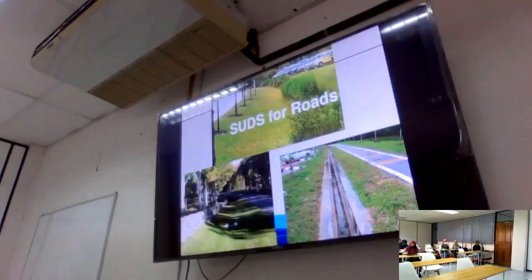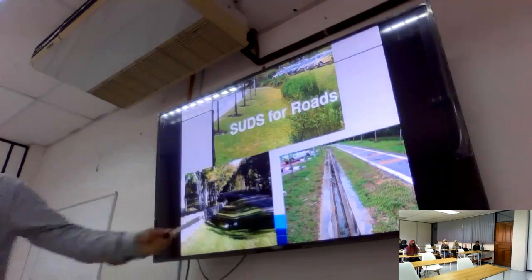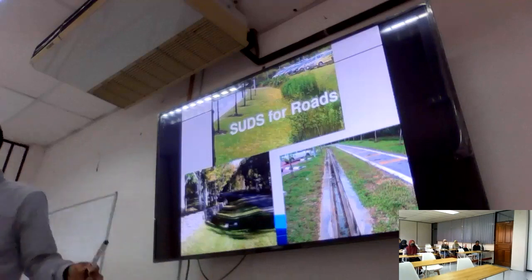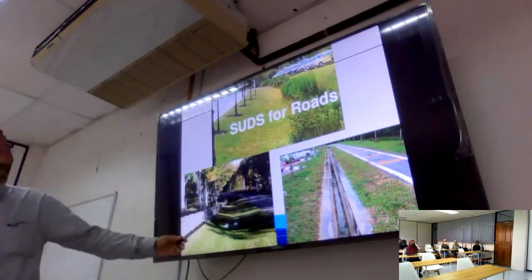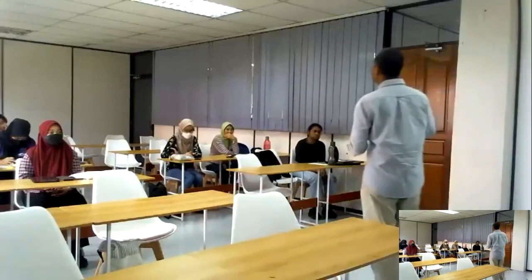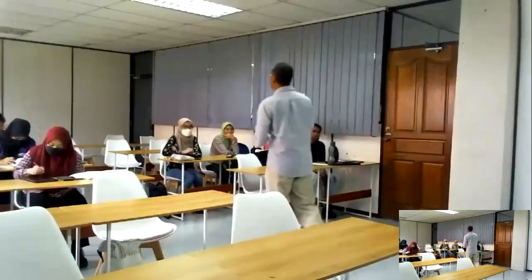Just to let you know the kinds of drainage, most of our drainage is open drain like this, but now it's more preferable to have a drain without a drain. A swale like this, where the drain is actually a grass covered drain. That is what we call SUDS, or Sustainable Urban Drainage System. SUDS is a sustainable drainage system used in the UK.